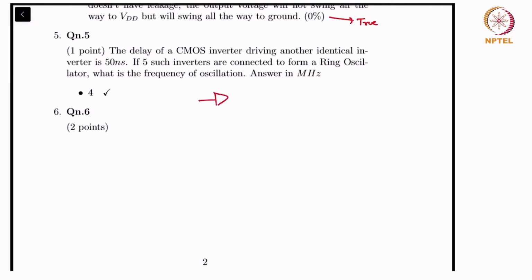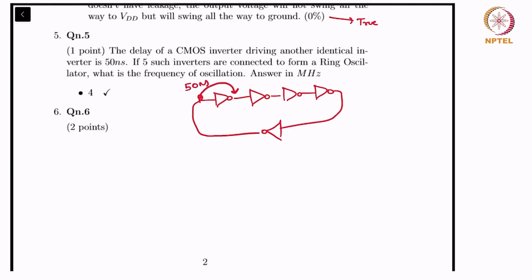So essentially you have inverter 1, inverter 2, inverter 3, inverter 4 and inverter 5, and it's connected like that, and from here to here it is 50 nanoseconds, which means for the signal to come back, starting from there and coming back to the origin, right? It will take how many hops? For each hop it's 50 nanoseconds, so let's count the hops: 1 2 3 4 5.